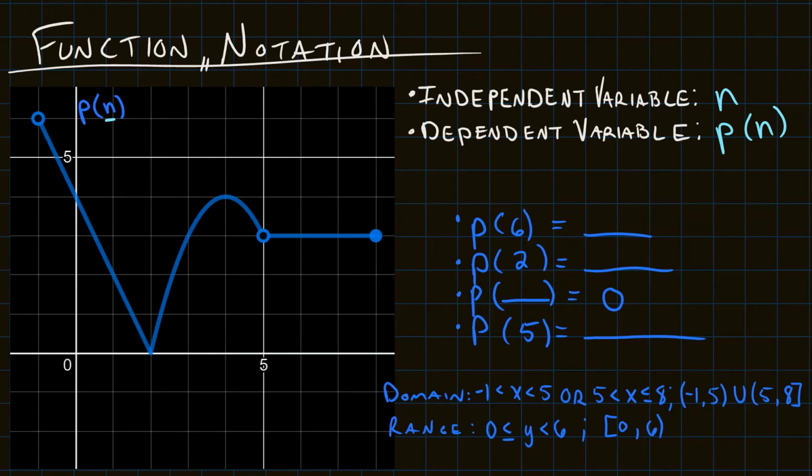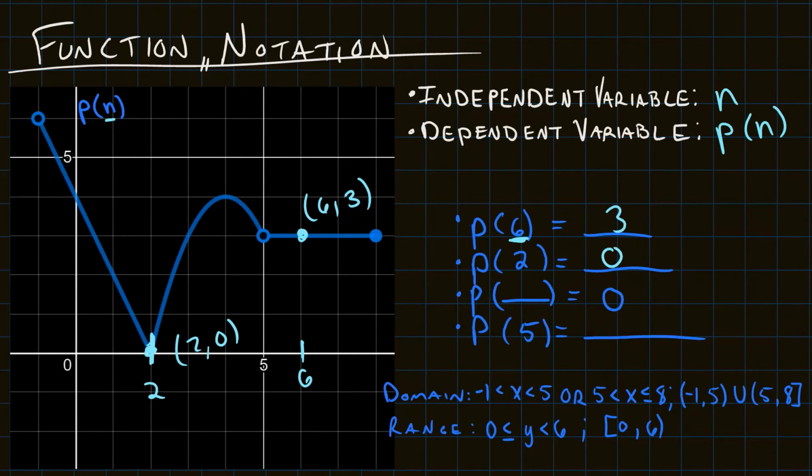Now let's evaluate the function p of n at n equals 6. So I will look for 6 on the horizontal axis, look to see if I have a part of the graph on that value, and it looks like we do here at (6, 3). P of 6 is equal to 3. Next we can evaluate p of n at n equals 2. Here at 2, it looks like we have the coordinate (2, 0). P of 2 would equal 0.